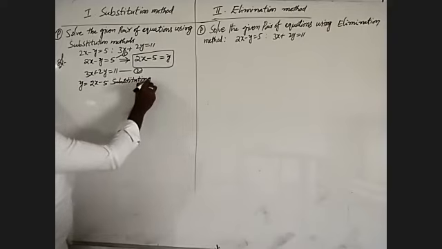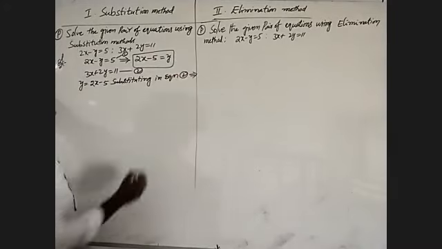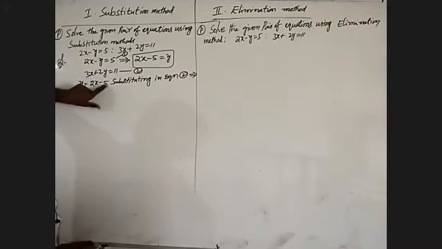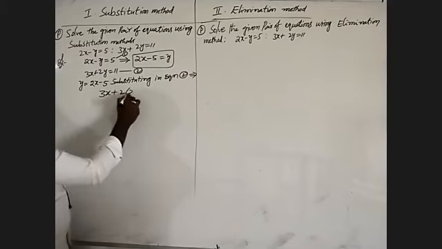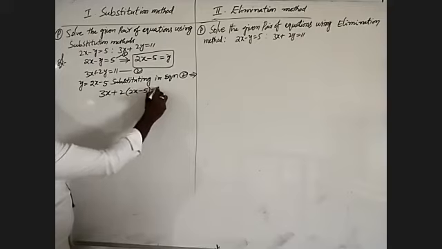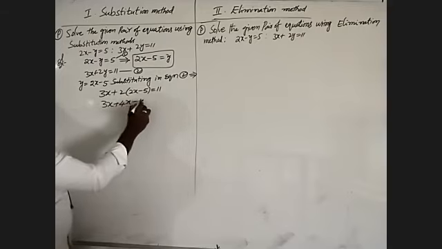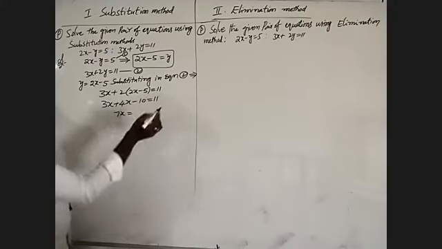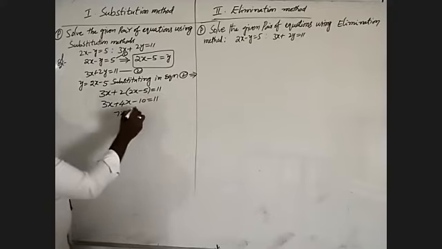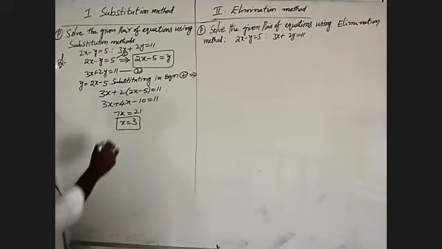Substituting in equation 2. Then that implies y is equal to 2x minus 5 can be substituted in equation number 2. What is equation 2? 3x plus 2 into (2x minus 5) equals 11. That means 3x plus 4x minus 10 equals 11. That means 7x is equal to 11 plus 10, which is 21. So x is equal to 3, since 7 times 3 is 21.